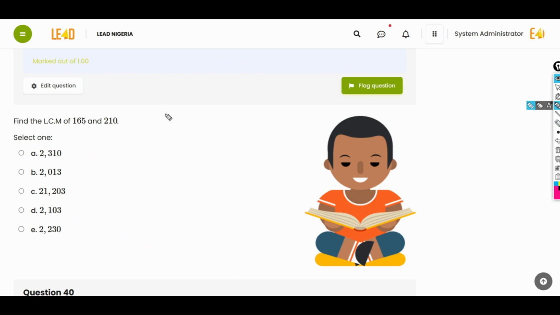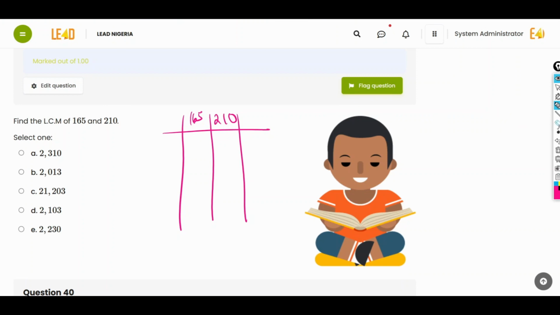All right, so question 39 says find the LCM of 165 and 210. Let me write that 165 nicely. Okay, so we could use 2, right? Because 210 is an even number. So 2 in 165, we just put down 165. 2 in 210, we have 105.